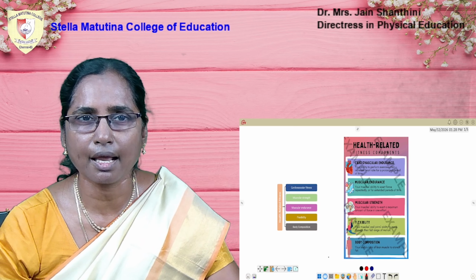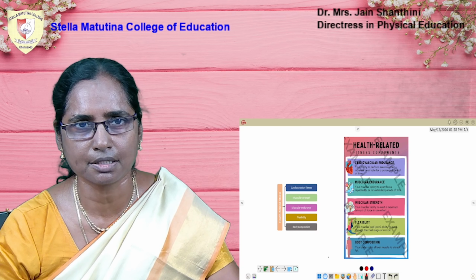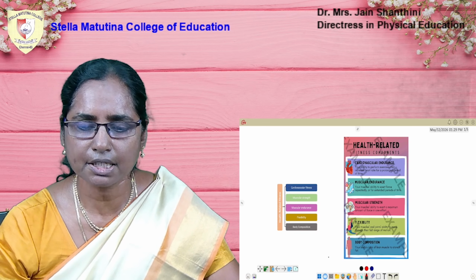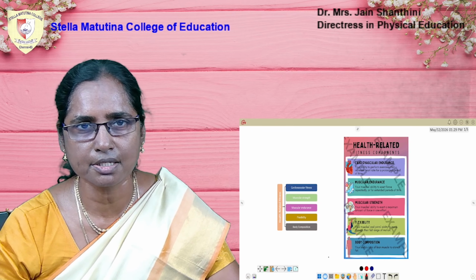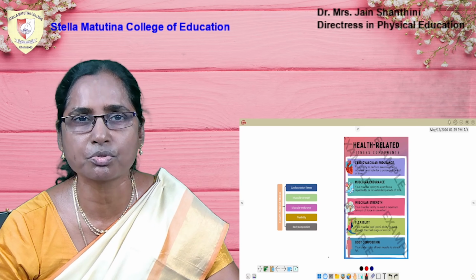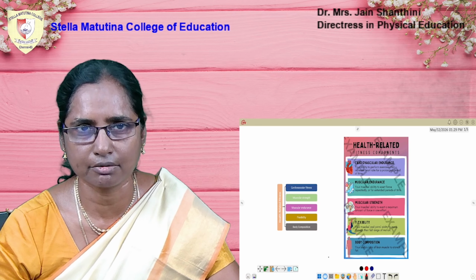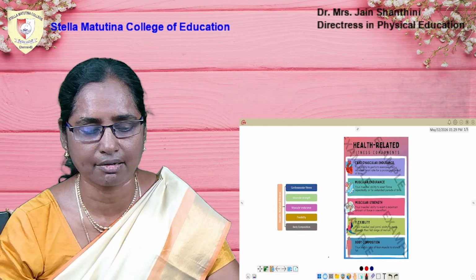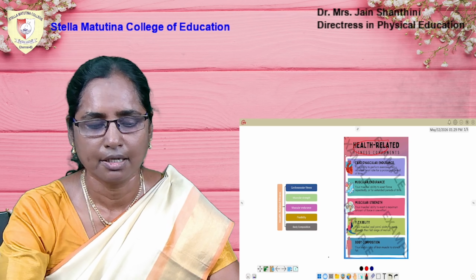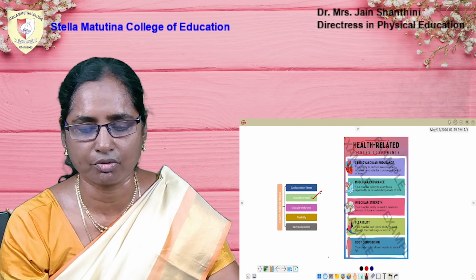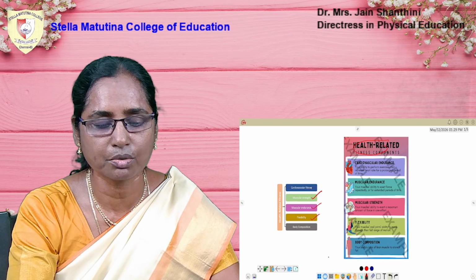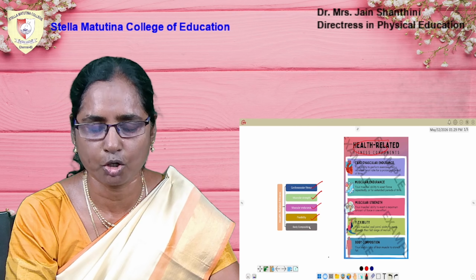The health-related physical fitness variables and the physical fitness variables are the same. The physical fitness components are divided into two categories: one is health-related and the other is skill-related. The health-related physical fitness components are muscular strength, muscular endurance, flexibility, cardiovascular endurance, and body composition.